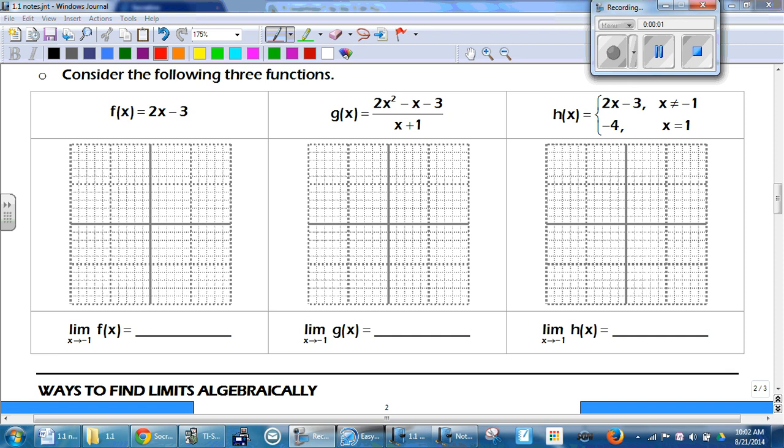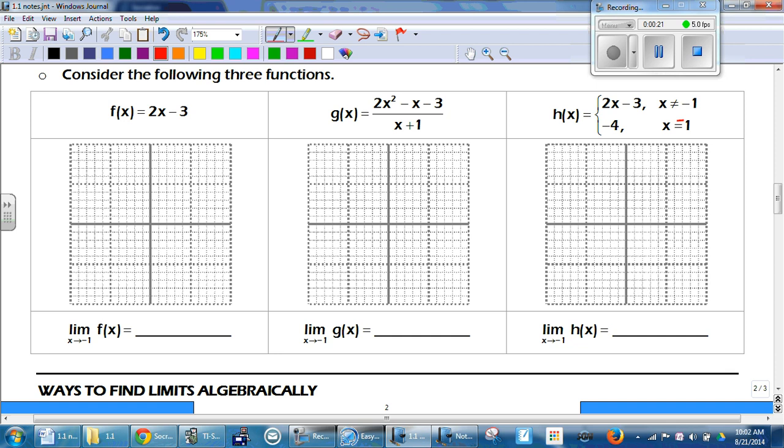All right, with these three problems, we have three different functions, f of x, g of x, h of x. They look completely different, each one of them. And for each one, we're asked to find the limit as x approaches -1. I think yours might say this, but mine doesn't here. This should be a -1. I think yours was corrected.